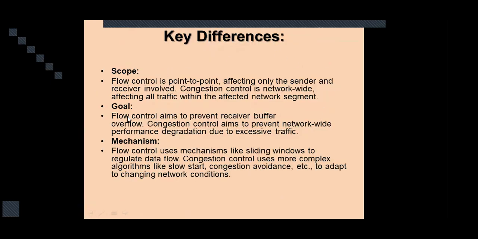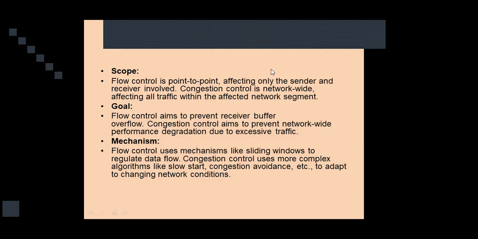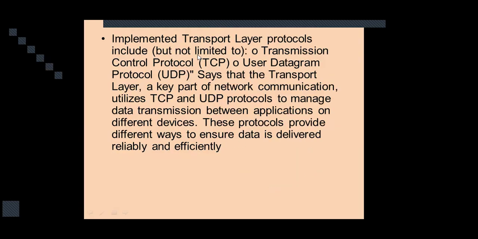Then we have key differences: scope, goal, and mechanism. Flow control is point-to-point, and congestion control is network-wide. These are the key differences, or you can present them as a contrast and comparison in terms of scope, goal, and mechanism. After that, we have the implementation of typical transport layer protocols, including but not limited to TCP or User Datagram Protocol.